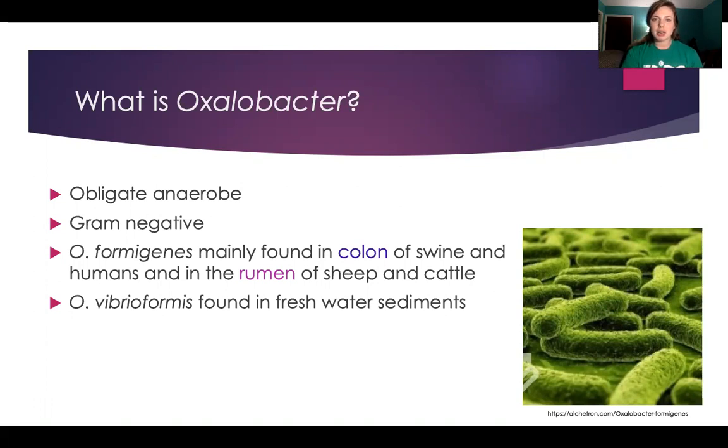But in addition to being unique in how it makes its energy, it's also present in a variety of environments. So with that, there are two species in Oxalobacter. The first is Oxalobacter formigenes, and it's going to be the one that I'm talking to you about today because I find it the most interesting. And it's mainly found in the colon and in the rumen. So mainly in the colon of monogastrics like swine and humans, and in the rumen, that would be animals like sheep, goats, and cattle. The other member of Oxalobacter is Oxalobacter vibriformis, and it's found in freshwater sediments. So in both situations, Oxalobacter species are performing the same function in their environment. They're just doing so in different environments.